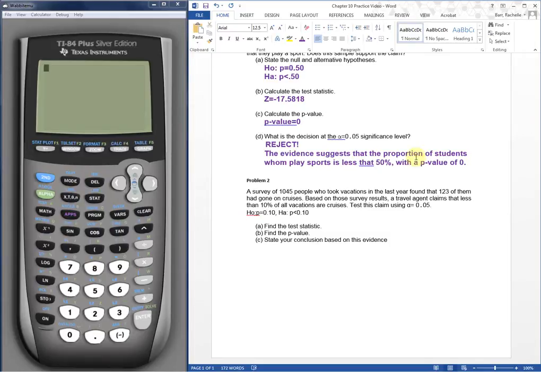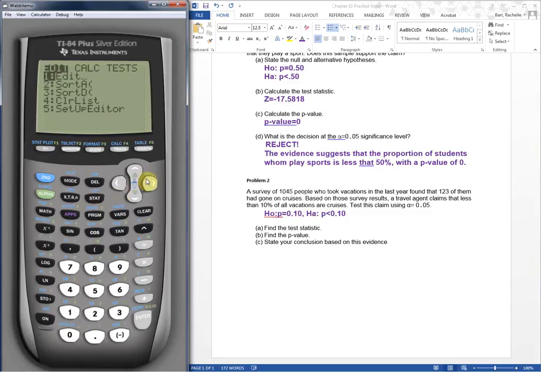So that's what I'm going to be going with on my test statistic here. Alrighty, let's go ahead and perform that test. So we're going to arrow over to test. I want number 5, bonk. Now I got to give it some values. I want 10% this time. My number of successes is 123. My sample size is 1045. Oh, and I'm still dealing with a less than. Okay, let's choose draw this time for fun. That seems bloody unlikely, doesn't it?